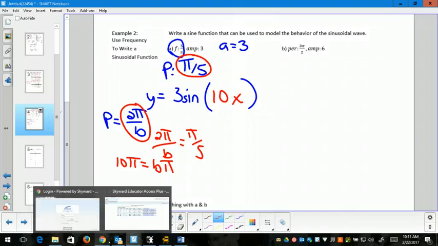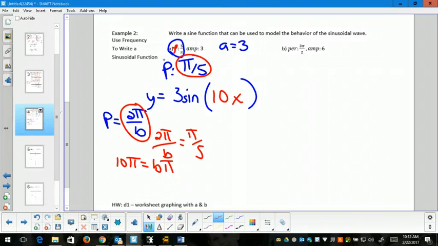So 10x. There's no c or d, h or k, because it didn't say that there was any phase shift, which is left and right, or vertical translation. We're not going to worry about that right now. We're just worried about period and amplitude. So remembering that frequency is the reciprocal of the period, we can figure out what the period is. We can set up a proportion to figure out the value of b and plug it into our function. Try this for letter b.